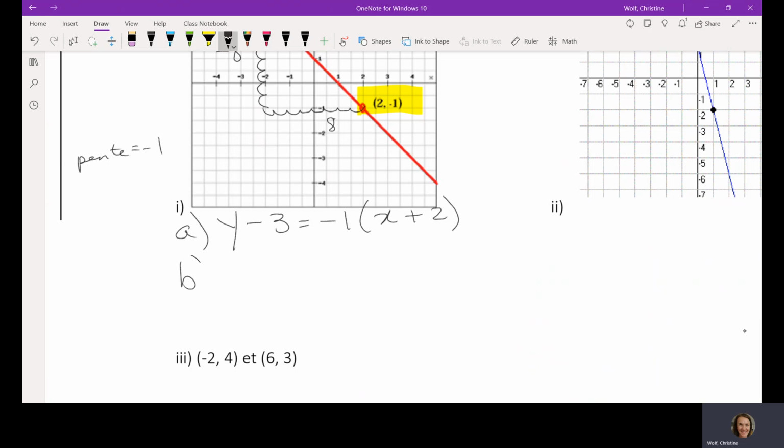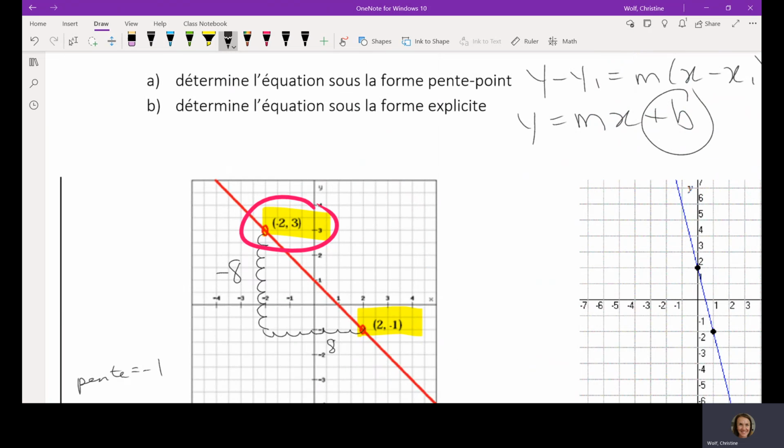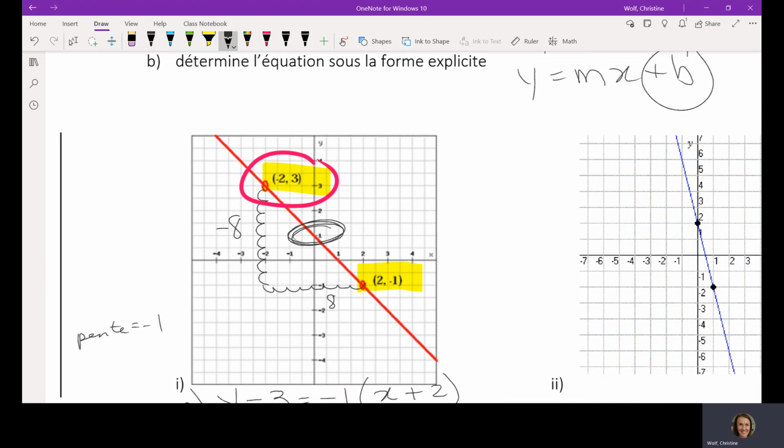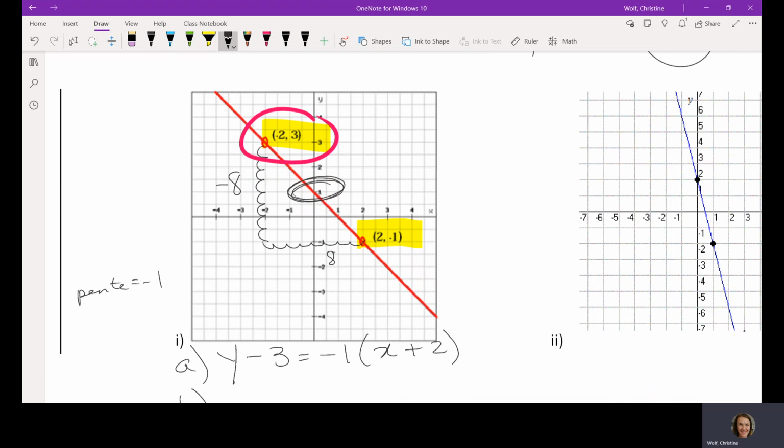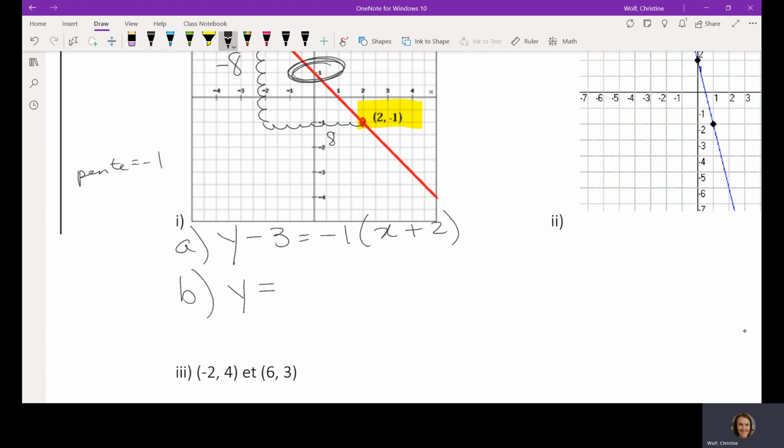Maintenant, je veux la même chose, même graphique, mais sous la forme explicite. Pour la forme explicite, on a besoin de la pente. We already got it. Et l'autre chose qu'on a besoin pour la forme explicite is the B, qui est quoi? Andrea? L'ordonnée où ça coupe l'axe Y, ça coupe l'axe Y là à une valeur de positive 1. So we're done already. Y égale M, la pente, négative 1, X, and then l'ordonnée, c'est positive 1. Et voilà, on a fini. Two equations for the same graph.